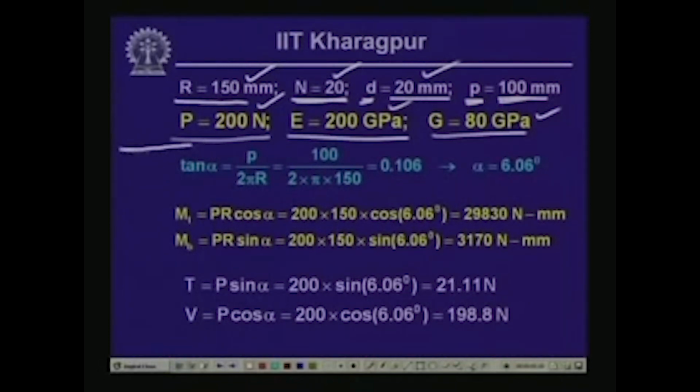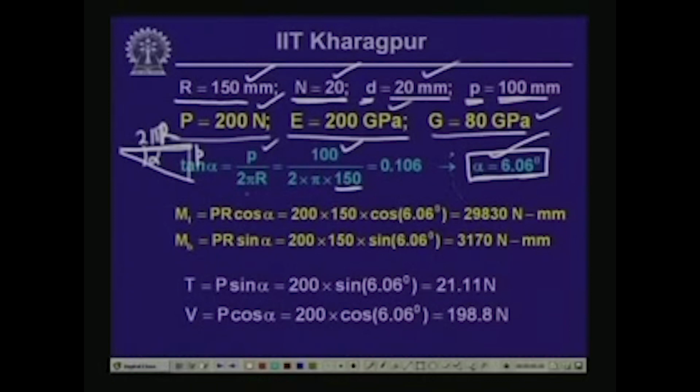Now, the first thing we do is calculate the value of alpha, the helix angle. As you know, alpha will be given by this angle, where this is P and this is twice pi r, the straight length, and thereby tan alpha is equal to P by twice pi r. P is 100, capital R is 150. So, this gives us a value of alpha as 6.06 degree. This is the helix angle with which the wire is inclined with respect to the horizontal plane.